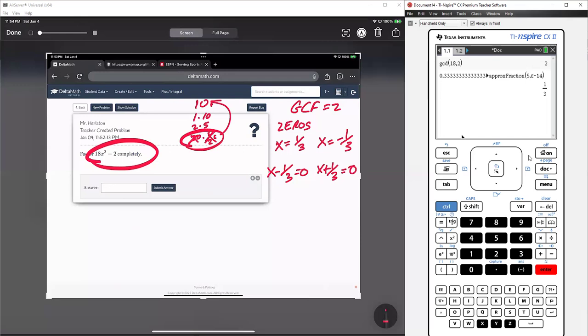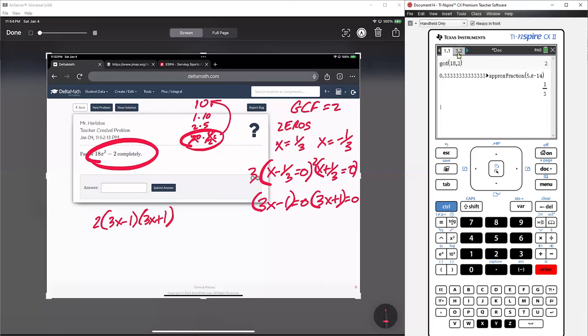So how do we get rid of the fraction? We're going to multiply this equation by 3, and we're going to multiply this one by 3. So this is going to turn out to be 3x minus 1 equals 0. That's going to be one. And the other is going to be 3x plus 1 equals 0. So these two are our factors. Now let's put everything together. It's going to be 2, the GCF, times 3x minus 1, and then 3x plus 1. So that's what we're going to enter.